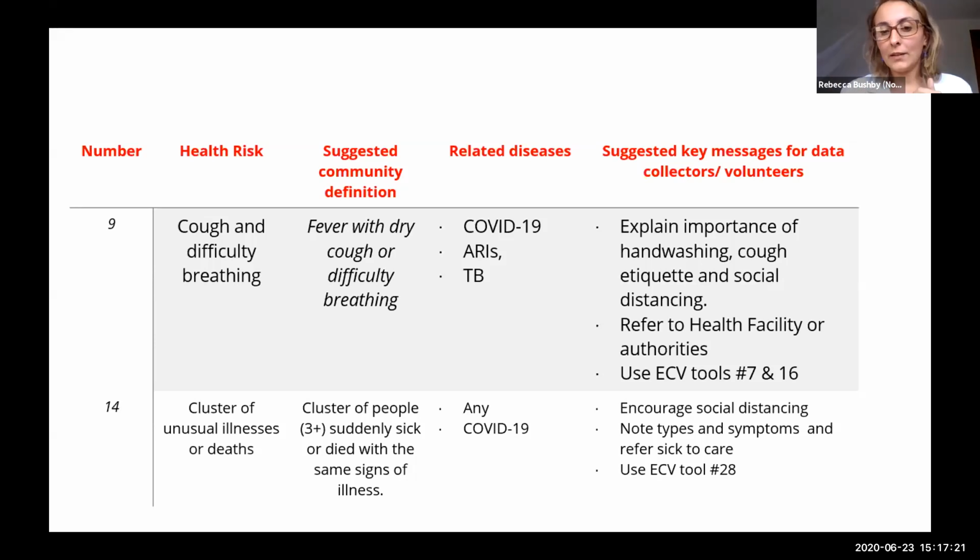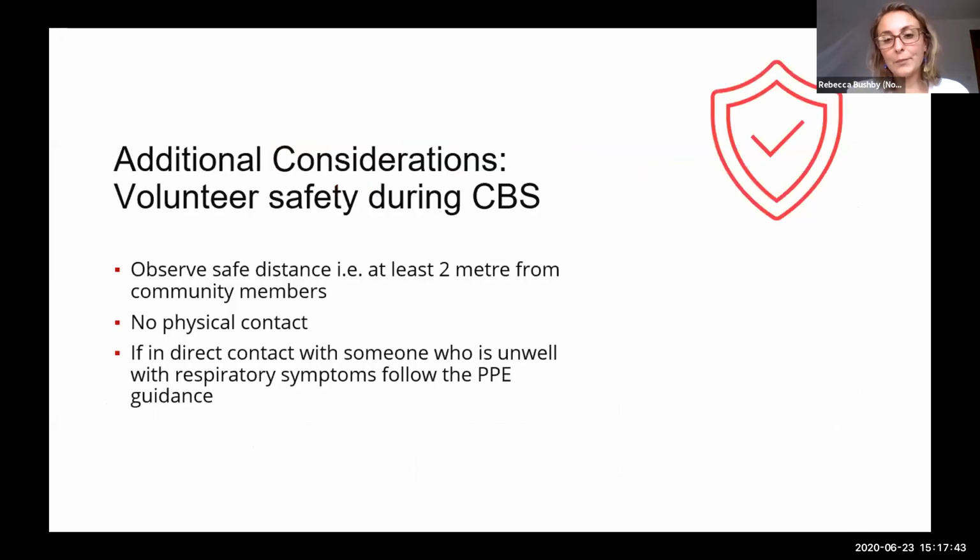So they might report that, and it's not COVID-19, but what we want is a sensitive system that's symptomatic and not diagnostic. So you could also use cluster of unusual illnesses, that sort of thing. It depends on the context and what you want to train your volunteers on. We also just wanted to mention volunteer safety during CBS, particularly for COVID-19. So there will be some sort of an additional layer in your CBS for COVID-19, which we can also discuss later on.